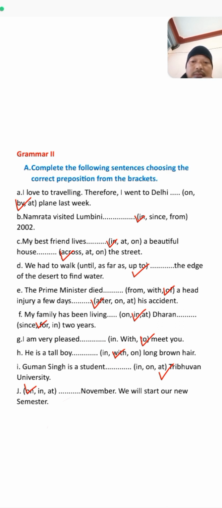Okay, so Guman Singh, a student at Tribhuvan University. Again, Tribhuvan University is a fixed place. That's why we use here at university. On, yes, again here is month. With month we use again what, on preposition. It means it's a preposition of time. On November we will start our new semester.